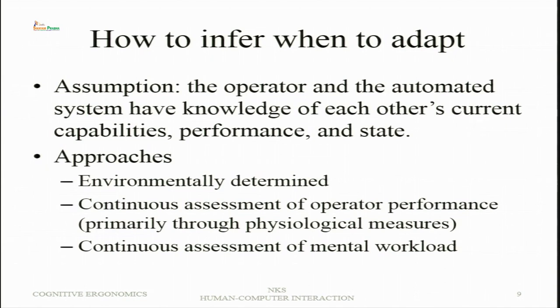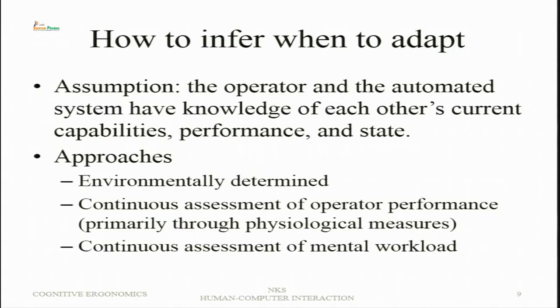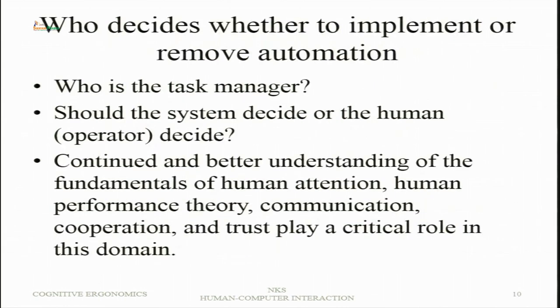Basically, operator performance will again depend upon the mental state, the kind of information that is being processed at a particular time, and that all will lead to physiological changes, arousal, etc. For example, therefore, primarily continuous assessment is done through physiological measures, so pupil dilation, body temperature, and similar other measures. And continuous assessment of mental workload is also important.